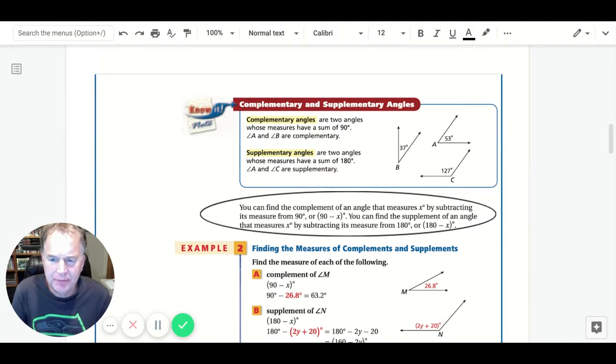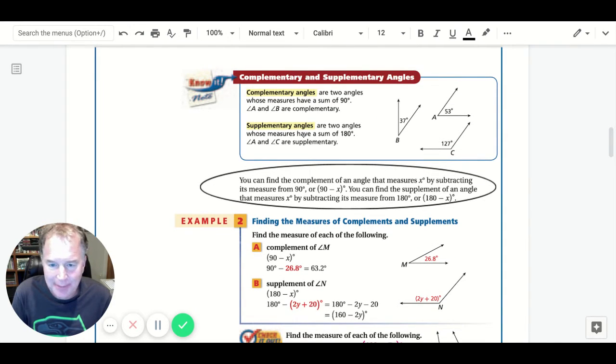Okay, a couple more definitions here. Complementary angles are two angles that add to 90, like 1 degree and 89 degrees, or 10 degrees and 80 degrees, or 50 degrees and 40 degrees, or 45 and 45. Complements, that's another way to say it. Two angles are complements if they add to 90. Complementary angles add to 90 degrees.